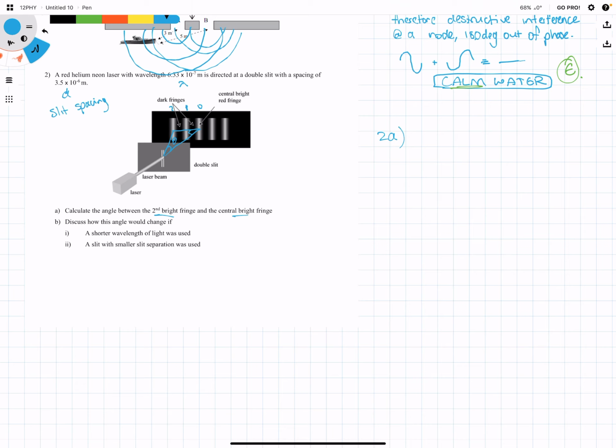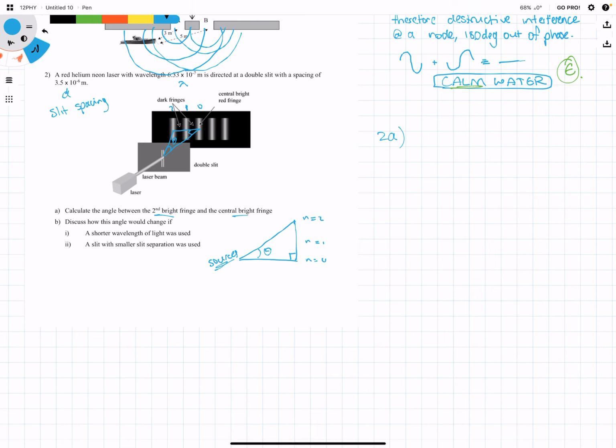Okay, so if we were to look straight down, we've got our source coming out, we've got our barrier, we've got n equals 1, n equals 0, n equals 1, and up here n equals 2. So here's our triangle. We're trying to find this angle here. Here's our source. Our slits are over there.